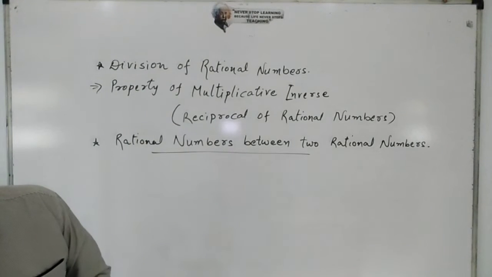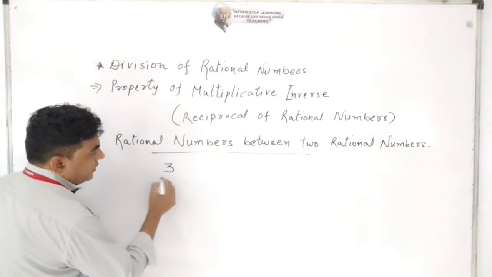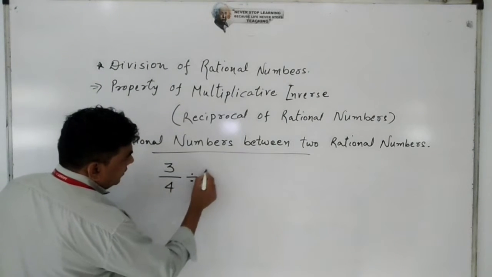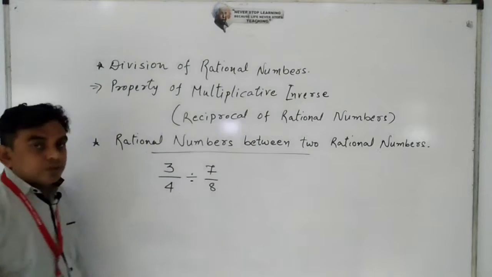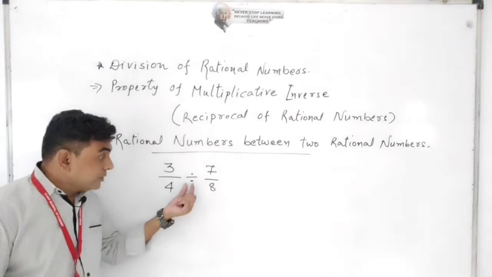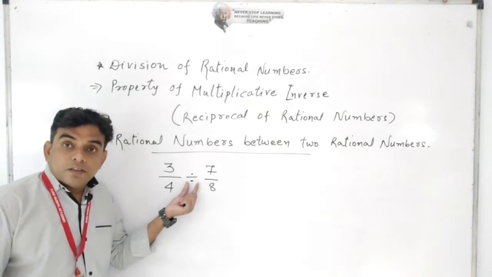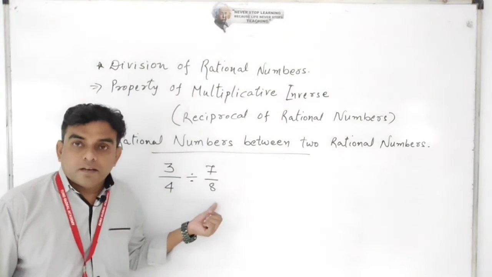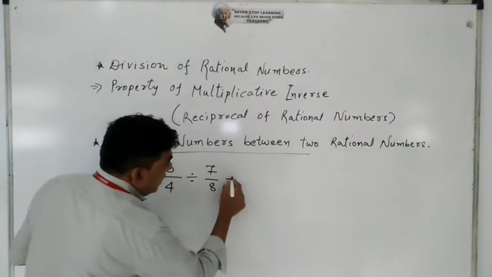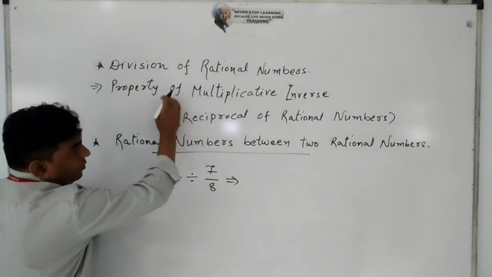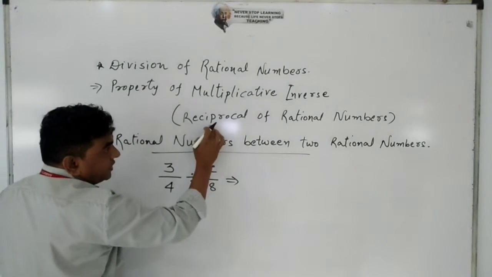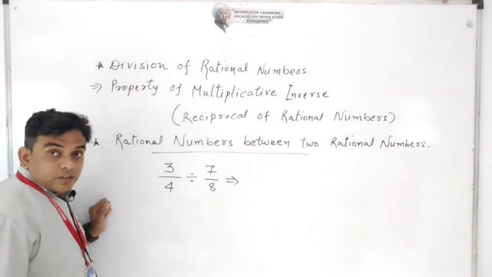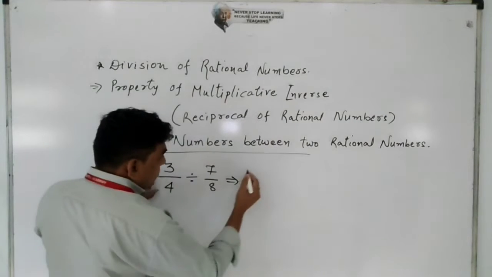You can see on the screen. Suppose it is 3 by 4 divided by 7 upon 8. This type of question will be there. Suppose in place of the division sign there will be a "by", like 3 by 4 by 7 by 8. Now I am going to apply the property of multiplicative inverse, or the reciprocal of a rational number. How can you do that? You can see how.